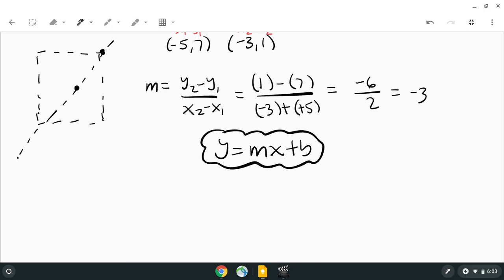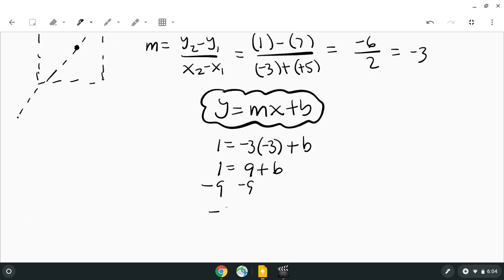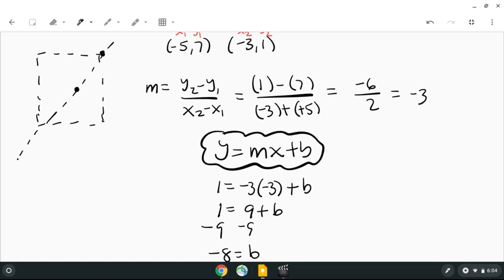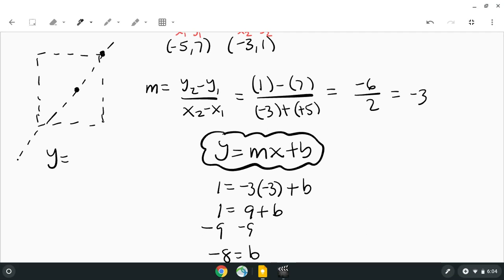So the y value is 1. My slope is -3. My x value is this right here, -3. And I'm going to go ahead and solve for b. So 1 equals 9 plus b. And if I subtract 9 on both sides, I get -8 equals b. So the equation of this asymptote is going to be y equals m, which is -3x, plus b, which is -8.